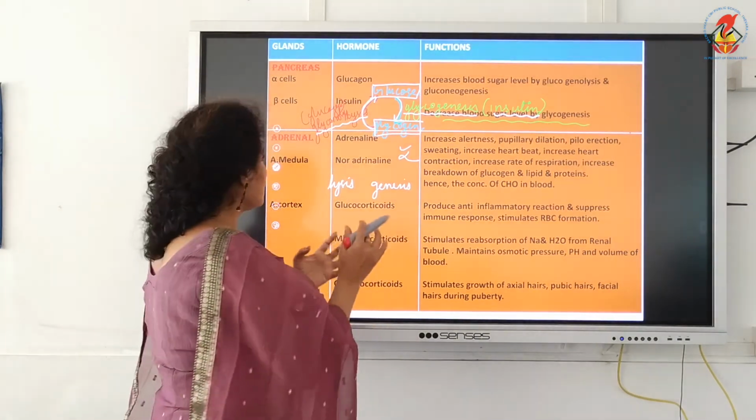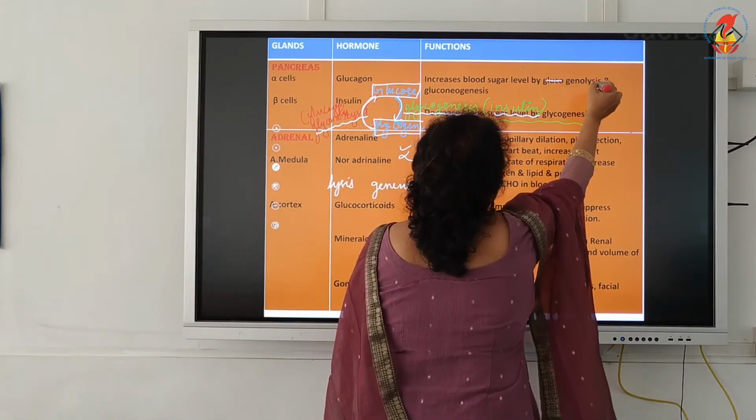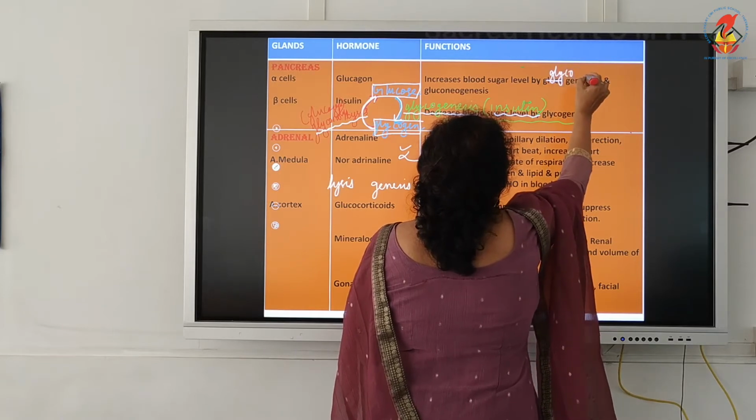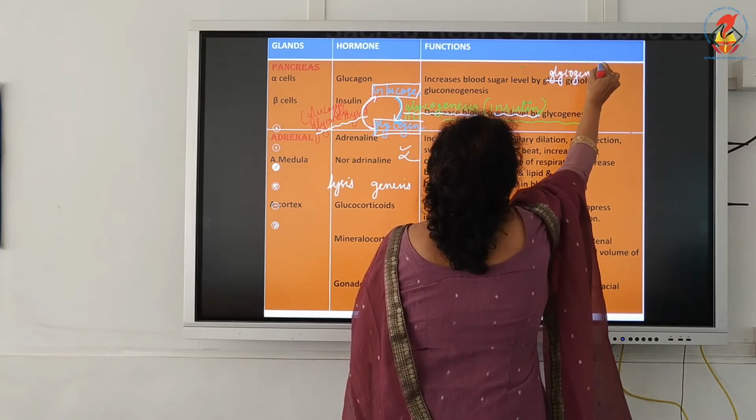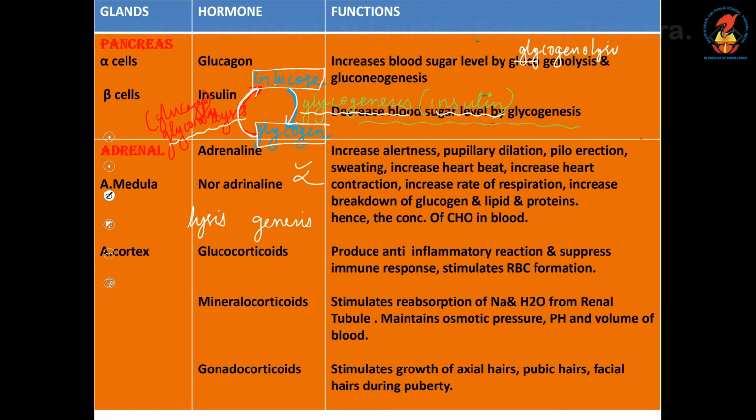So, glycogenesis, not glycogenesis, glycogenolysis. To make it sound clear, they put an O: glycogenolysis. Clear? This is clear. Okay, I hope this is clear.